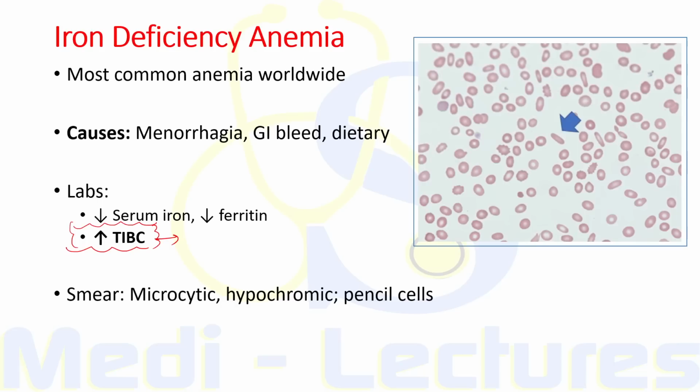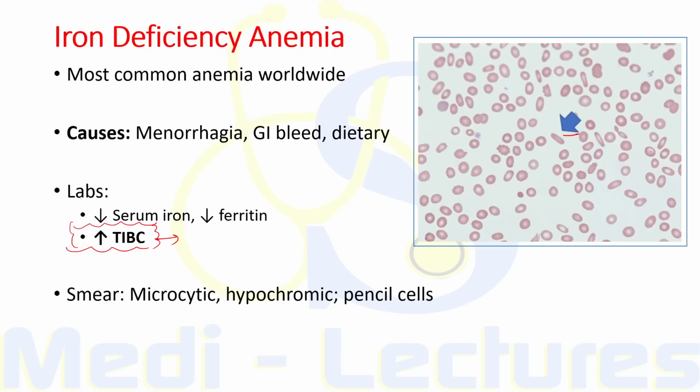So this is the smear of iron deficiency anemia showing microcytosis. There is variation in shape and size of RBCs, which is anisocytosis and poikilocytosis. There will be increased RDW in CBC. Also, this typical pencil cell is characteristic of iron deficiency anemia.